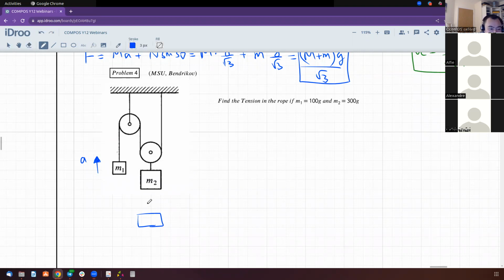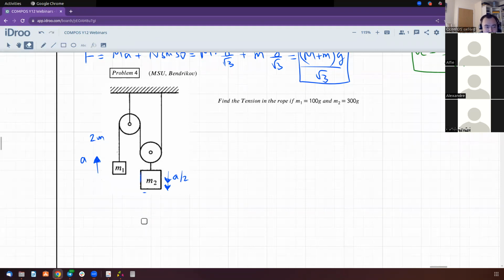Because if M2 moves down by 1 meter, M1 will move up by 2 meters. So the acceleration of M1 is double the acceleration of this one. It's called a kinematic constraint. So M2 has acceleration downwards. I don't need to put negative. I put A over 2 down. The arrow shows that it is negative.